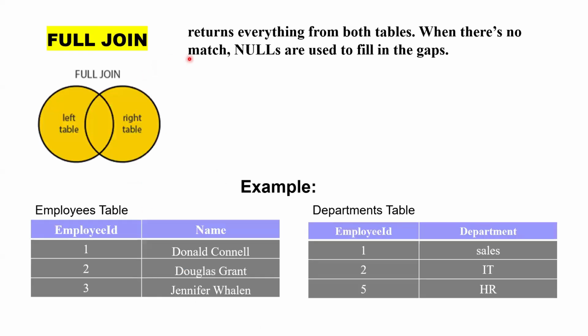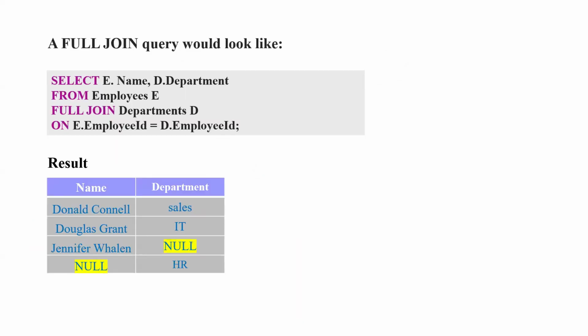The full outer join returns everything from both tables. When there's no match, nulls are used to fill in the gaps. Full join query is like left join or right join, just replace left or right with full in the code. This is the query result displaying all the records of both tables.